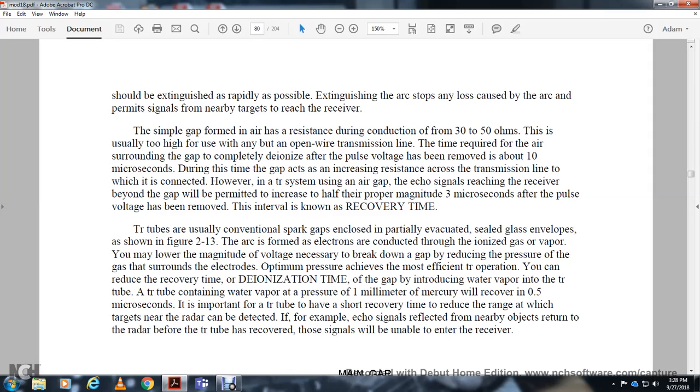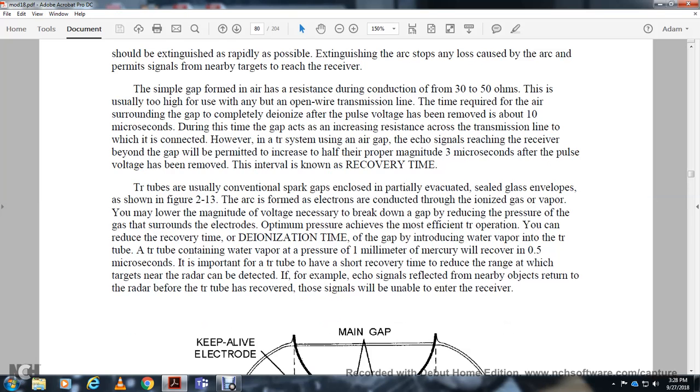For example, if an echo signal should reflect from a nearby object and return to the radar before the transmitter receiver tube recovers, the signal will be uncovered at the ends of the receiver.